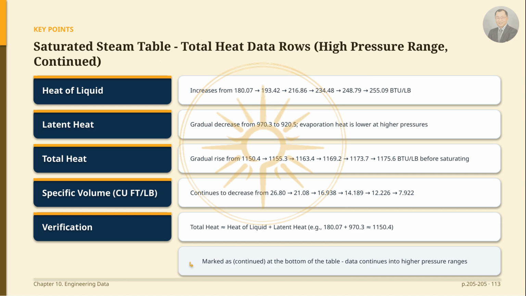Here too, the total heat is verified as the sum of the enthalpy of liquid and the latent heat of evaporation. Adding 970.3 to 180.07 gives approximately 1,150.4. Please also keep in mind that the continued notation at the bottom of the table indicates that the data extends into even higher pressure ranges.